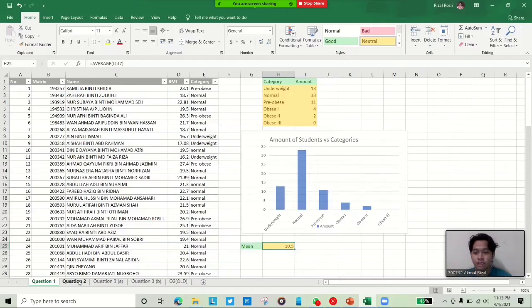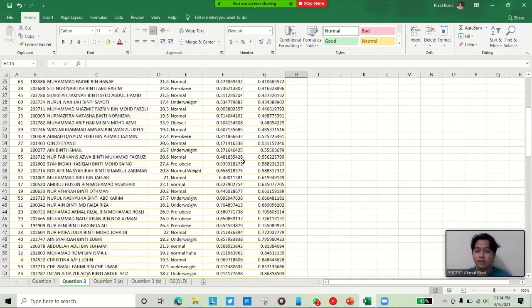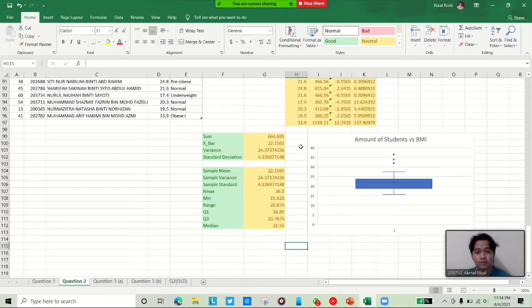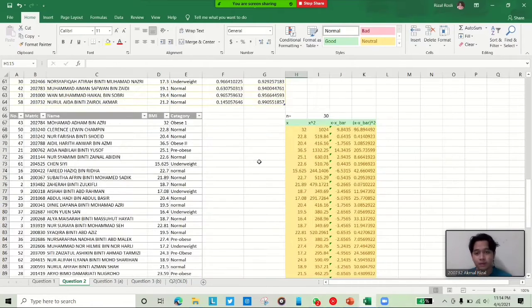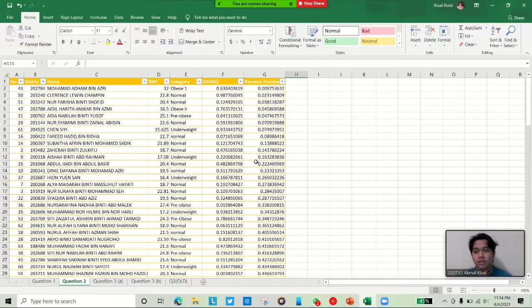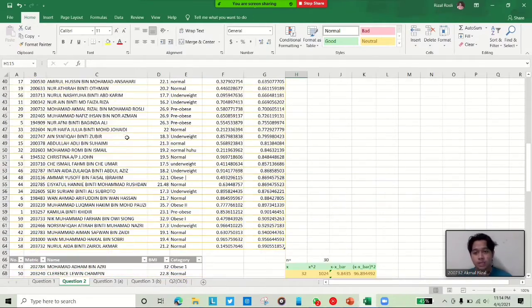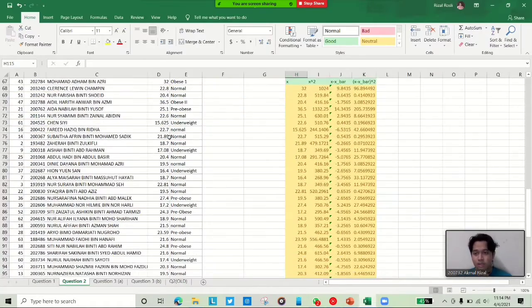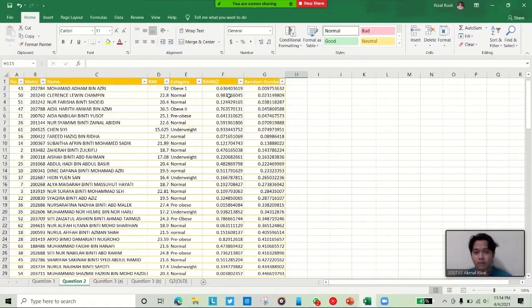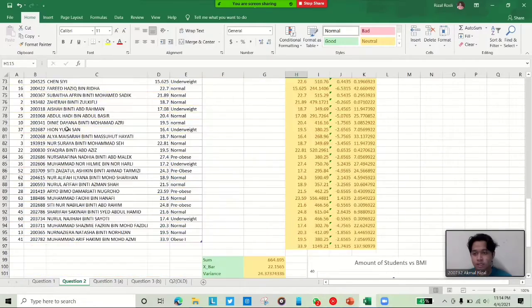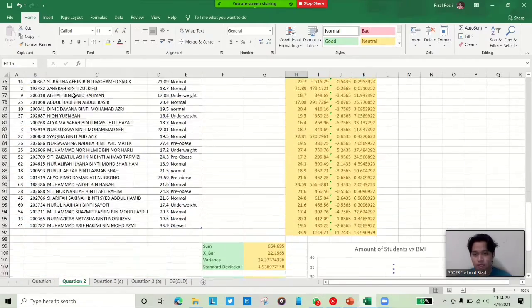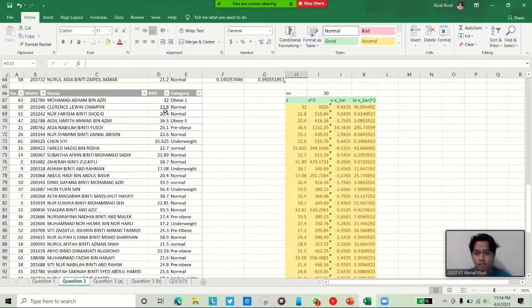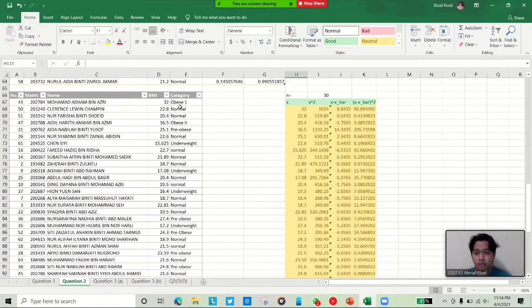Okay, let's move on to the second question. For the second question, we ask to get the graph, which is the box and whisker graph, that represent the random data of 30 students that include female and male. So I have random by using the rand. So I randomly get 30 out of 63 students, and then I have categorized their BMI here.